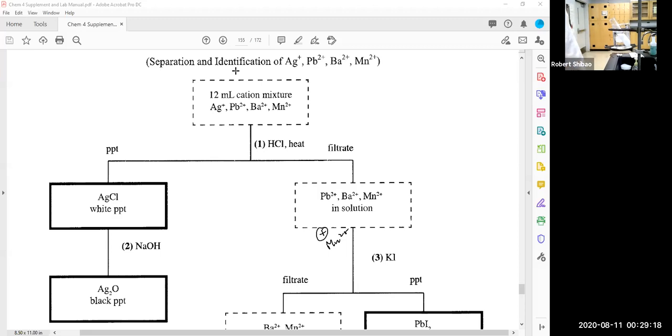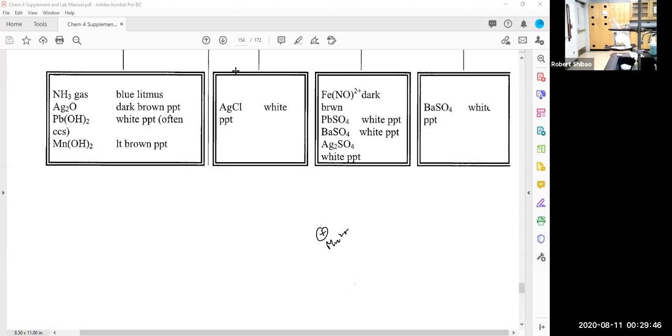And so that was unknown A. We're going to test it. Unknown B. Did I already test unknown B? Which one did I test? No, I just tested unknown A. And so let's go ahead and test unknown B. I want to test unknown B for ammonium first. And so while this is heating up, let's try a different unknown.